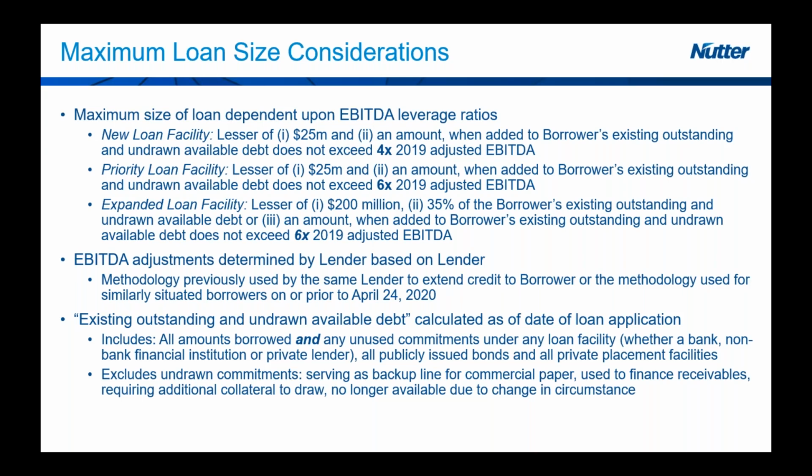The other pitfall here is that the debt side of the leverage equation is a bit problematic for some borrowers. As you see, that includes existing outstanding and undrawn available debt. There are some exclusions, none of which is particularly material. They include backup lines for commercial paper, receivable lines, lines which require additional collateral to draw more capital, and lines that are for whatever reason no longer available due to a change in circumstance. The point here is that largely commercial debt deals would not count undrawn debt in calculating leverage ratios, but here the Fed has been a little bit more conservative, and so you have to consider both the debt that you've drawn on your books as well as the available debt that you might have under existing facilities.